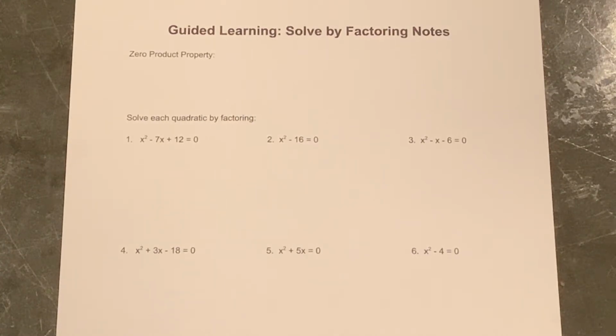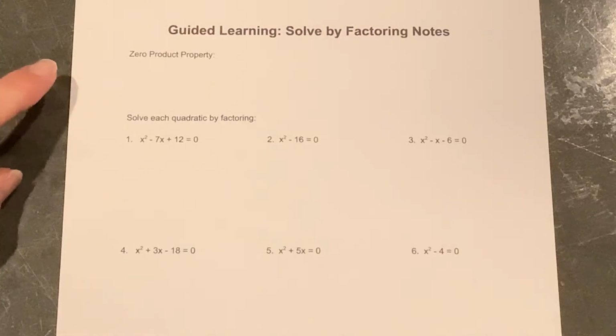So in order to do this, you got to be able to factor. We talked about that in class. If you can't factor, you're not going to be able to do some of the things down the line. So this is one of those. All right, so we'll start off with the zero product property.